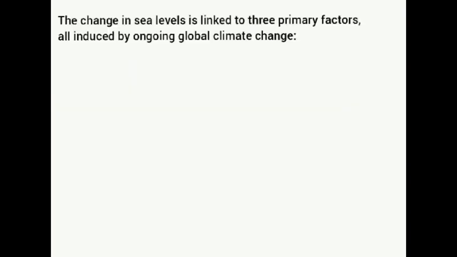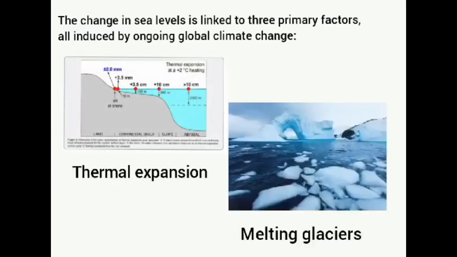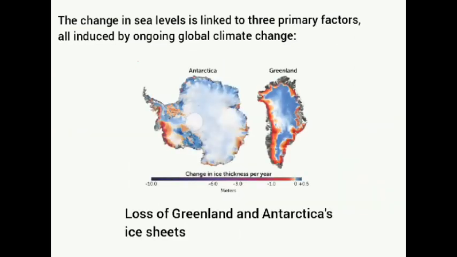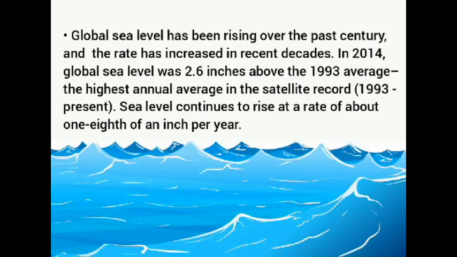The change in sea levels is linked to three primary factors: thermal expansion, melting glaciers, and loss of Greenland and Antarctica's ice sheet. Global sea level has been rising over the past century, and the rate has increased in recent decades. In 2014, global sea level was 2.6 inches above the 1993 average, the highest annual average in the satellite record. Sea level continues to rise at a rate of above 1/8 of an inch per year.